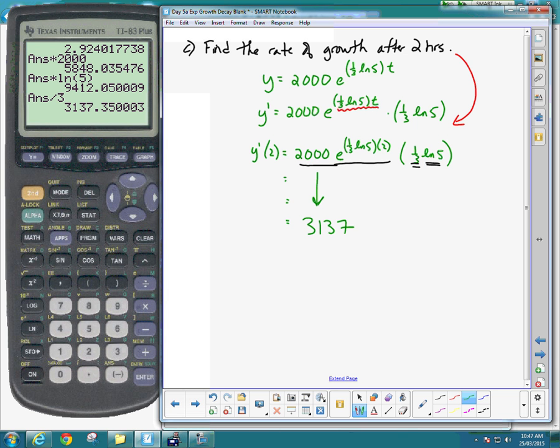This is 3,137 bacteria per hour. That's how fast it is growing. So at 2 hours, that's how fast it is growing. And the reason it's per hour is because the question had hours in it. If it was minutes, it would be obviously something else.